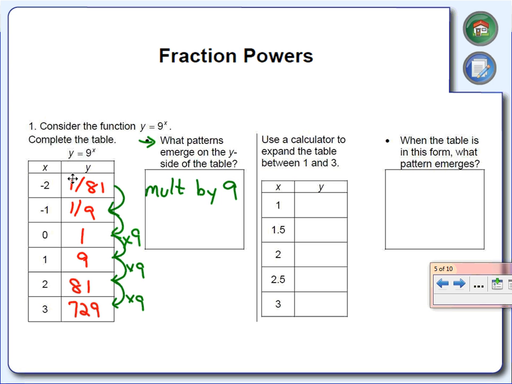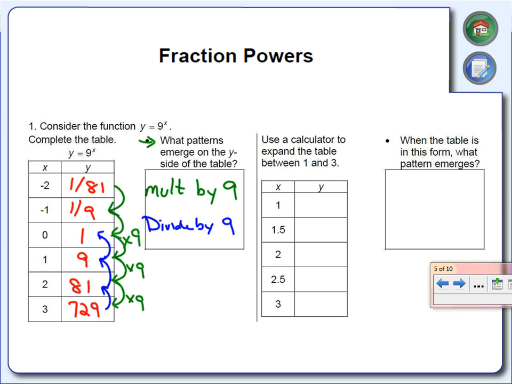Or, what if we were going up the table? It would be the opposite, right? We would be dividing by 9, depending on which direction we're going. If we're going down, we're multiplying by 9. If we're going up, we're dividing by 9. All right, so this is the pattern that we noticed in the table.